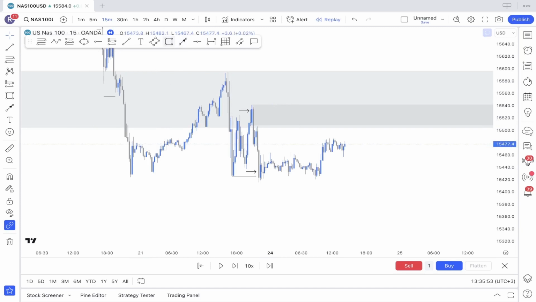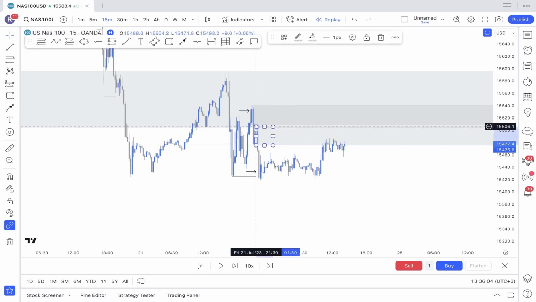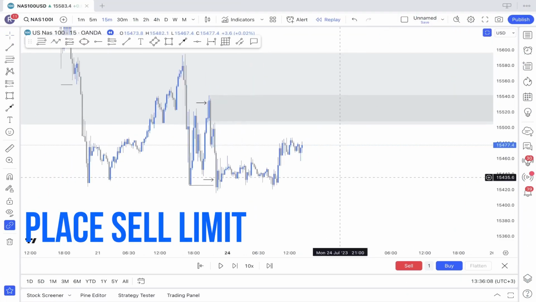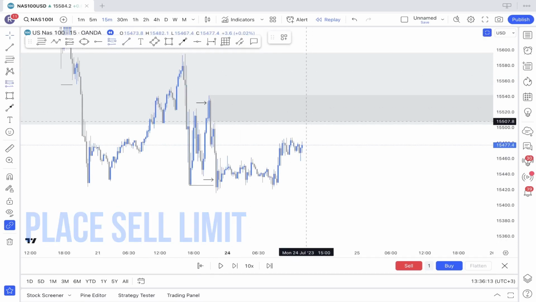Of course, right here, this would have also been a valid supply level, but when I opened the chart, it was already mitigated. So because of that, I just disregarded it and I only focused on this one right here. Okay, so now the next step was to place the sell limit on this supply level. Okay, so the sell limit was placed.